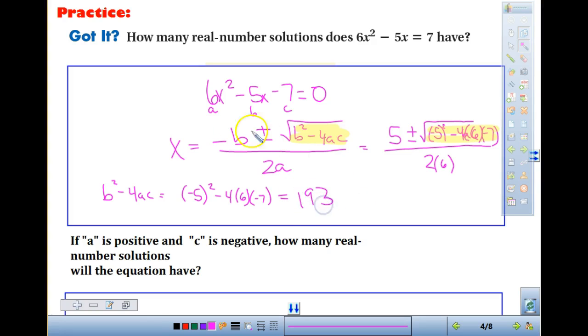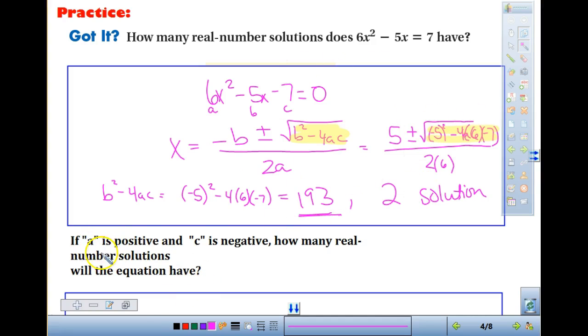And so the question says, you don't have to find the solutions. The question says how many solutions? 2 solutions. Why do we know? Because this is a positive number. Now, if I ask you specifically to tell me the solutions, then you'd finish doing up here.